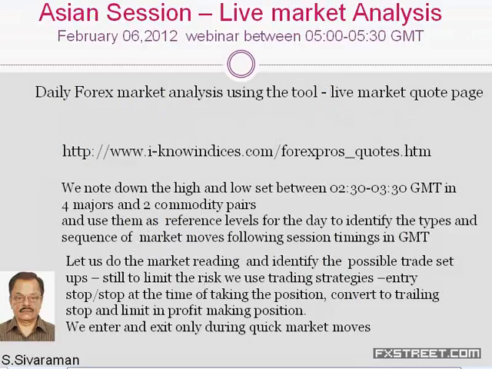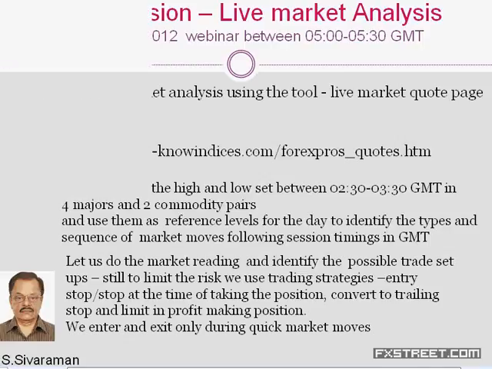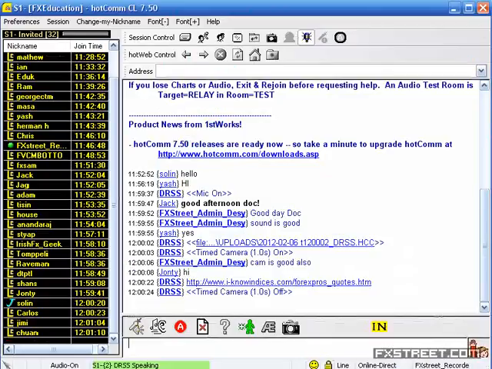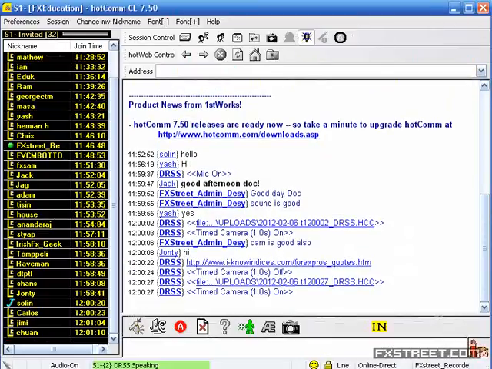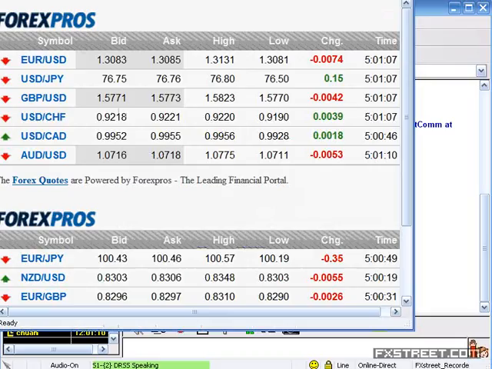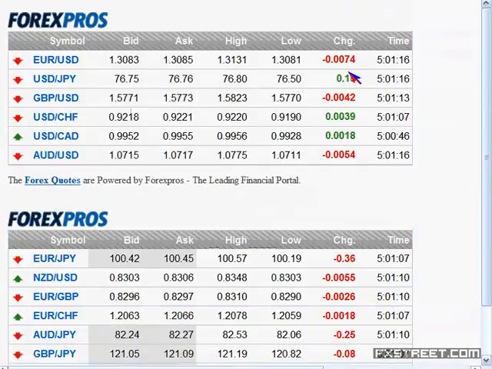Okay. Asian session live market analysis on February 6th. Between 5 and 5:30 GMT, we will review the market using the live market code page. Let me give the link for the live market code page. You can open it in a browser. I'll also focus the camera over the live market code page. Now you should be able to see the live market code page.